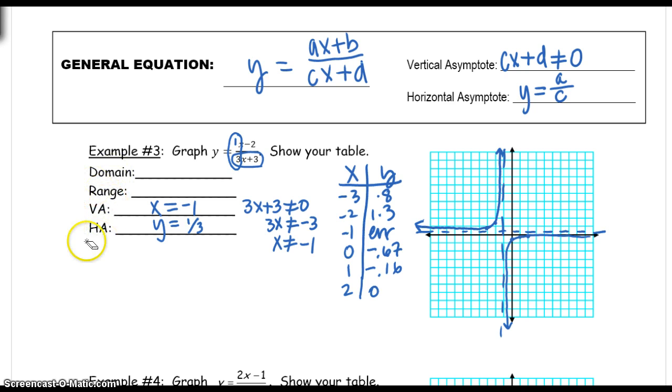So let's go back to domain and range. Remember, hand in hand with vertical and horizontal asymptotes. X's can be anything, but X's can't be -1. Y's can be anything, but Y's can't be 1/3. So this is going to be all real. X can't be -1. And this is going to be all real. And Y cannot be 1/3. And that's it. So we got our table, we have our domain, range, vertical asymptote, horizontal asymptote.